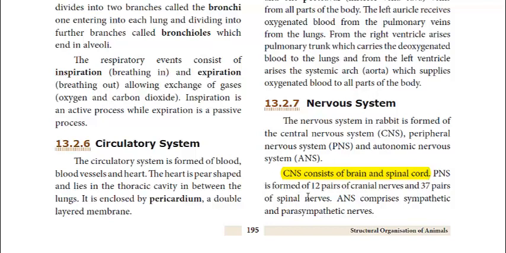PNS is formed of 12 pairs of cranial nerves. Now, the brain and spinal cord are the main organs of the central nervous system. Some nerves will arise from the brain and some nerves will arise from the spinal cord. PNS refers to the peripheral nervous system. It refers to 12 pairs of cranial nerves.